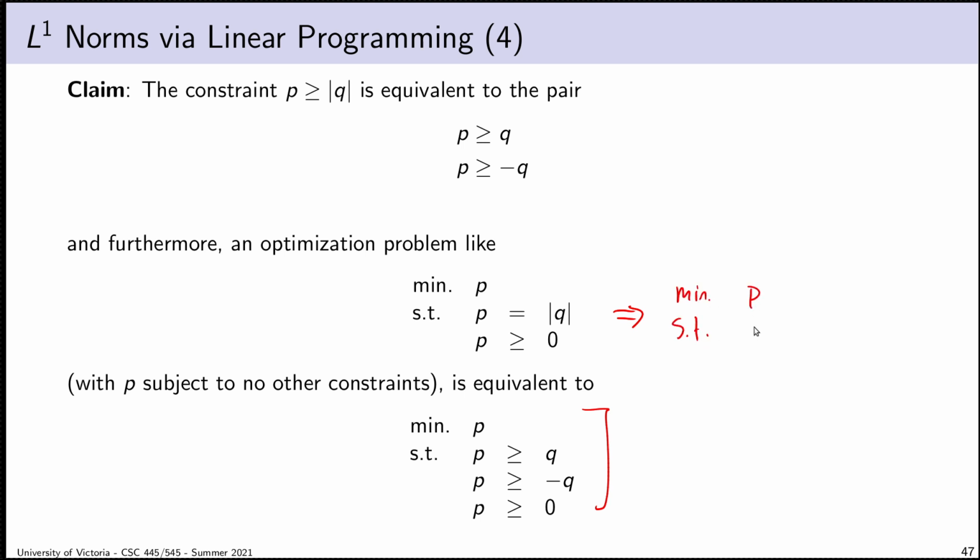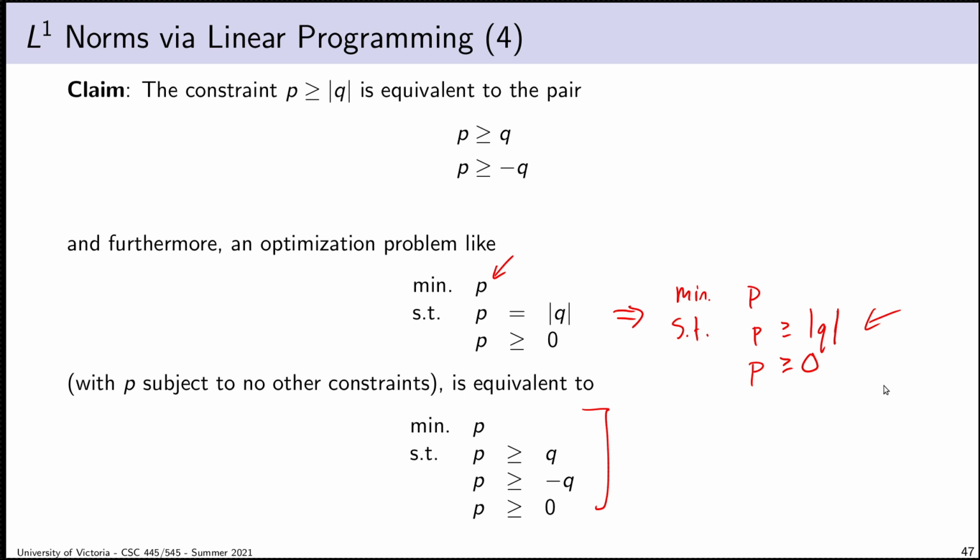Minimize p subject to p is greater than or equal to the absolute value of q. I can actually relax that equality sign. And the reason I can do that is, for this specific example where I am minimizing p, it doesn't make any sense that if no other constraints are acting on p, when would I end up with an optimal solution where p was greater than the absolute value of q?